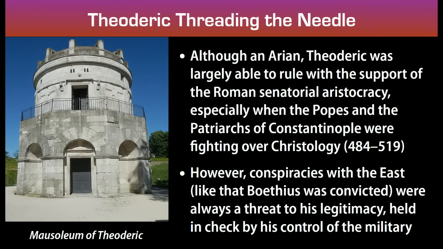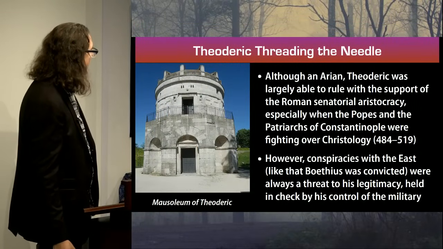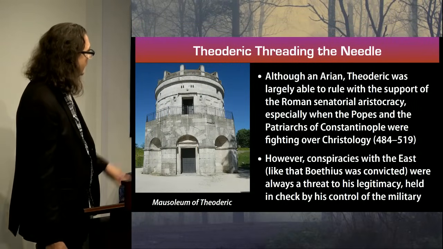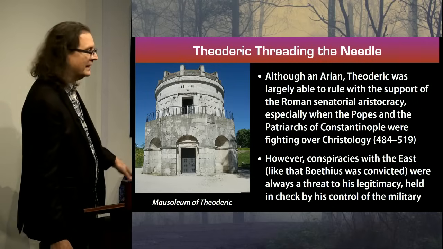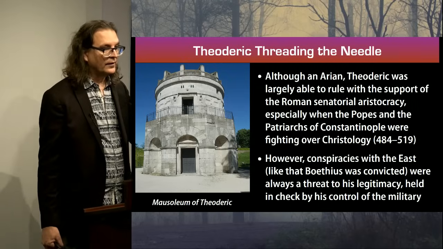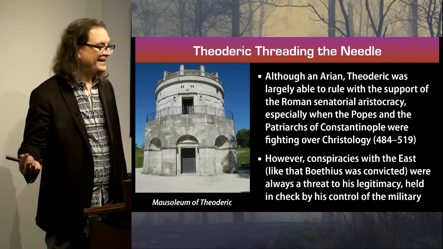One of the things then that happened under the Ostrogoths, to bring the story all up and sum it together, is that Theodoric was able to do that thing that none of those last Roman emperors were able to do, which is thread this needle. He was largely able to rule with the support of the Roman senatorial aristocracy, and he especially could get their support when the popes were also fighting with the Eastern Empire.